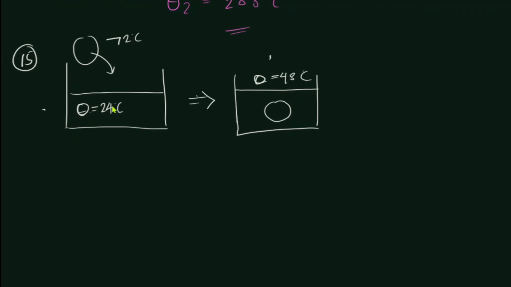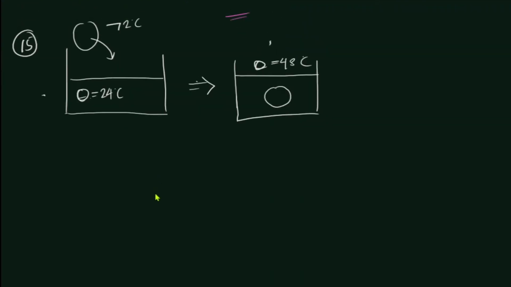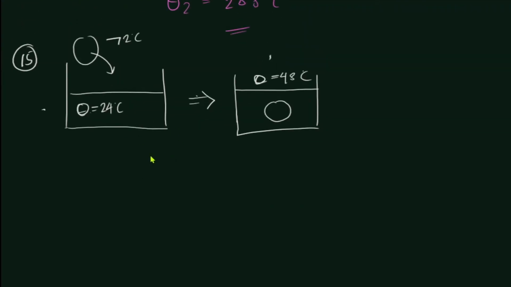Now the heat given by the sphere is equal to the heat absorbed by the water, right? That's how we are going to do this question, because the container is well lagged. There's no heat going out of the container. So there's no heat loss simply. Heat given by the sphere is equal to heat absorbed by the water.